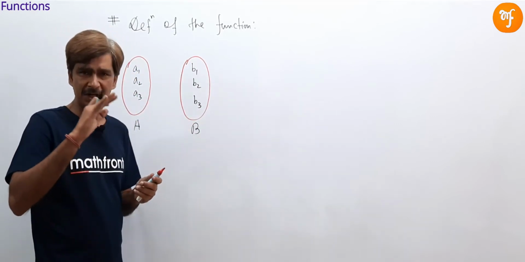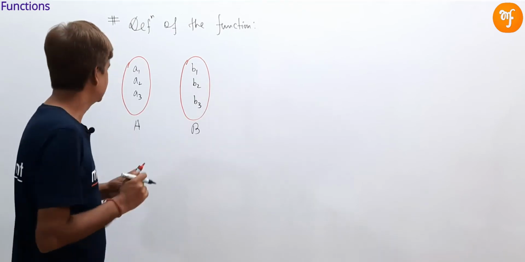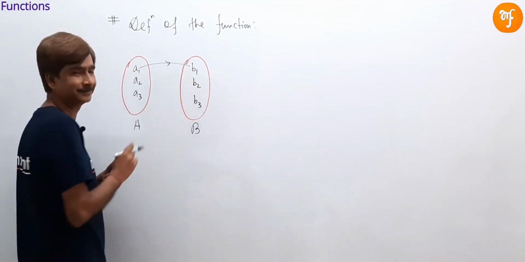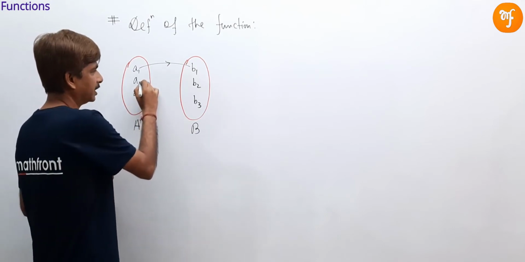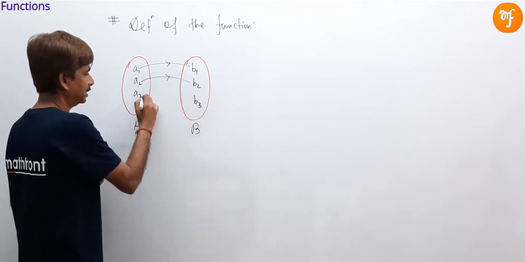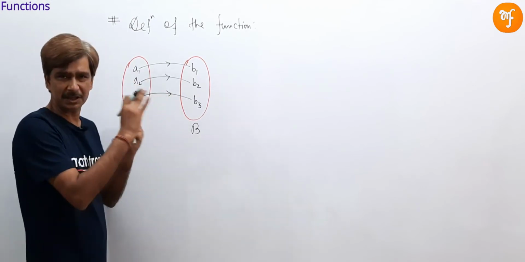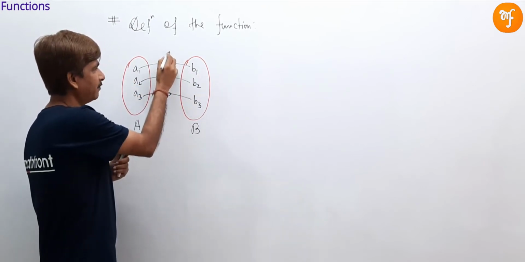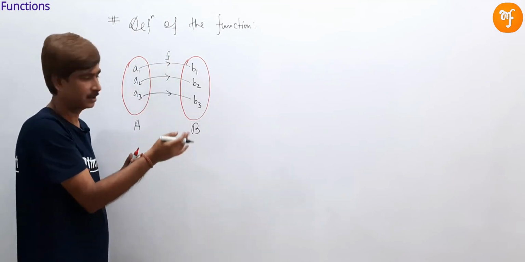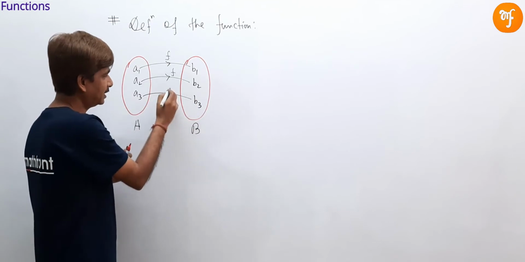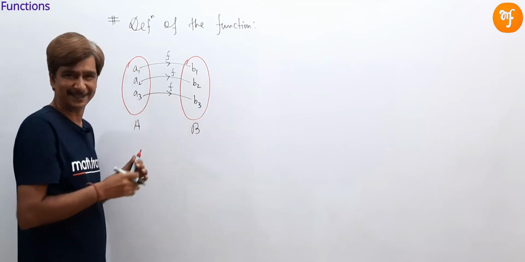Now if a relation f is related such that the image of a1 is b1, the image of a2 is b2, and the image of a3 is b3. So we can say in this way also, b1 is the f image of a1, b2 is the f image of a2, and b3 is the f image of a3.